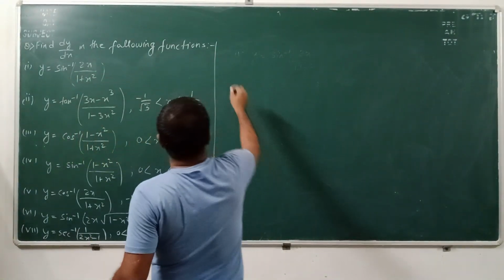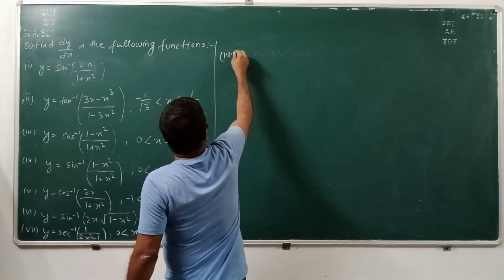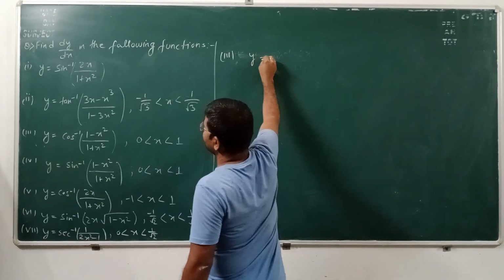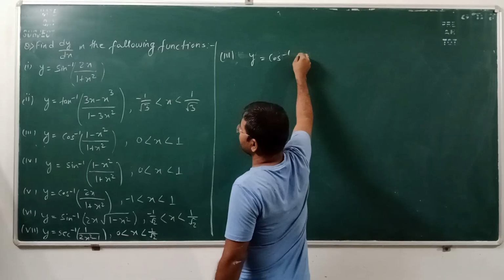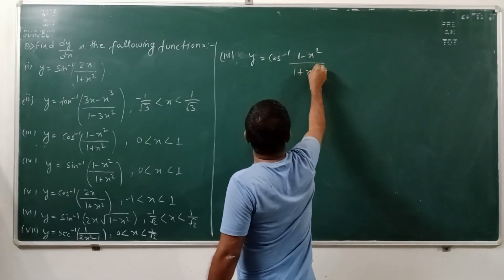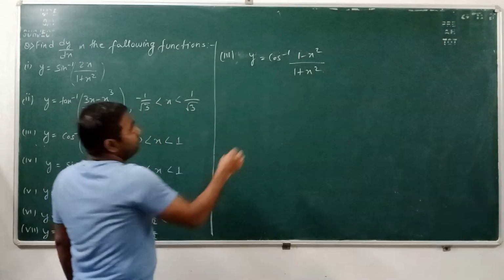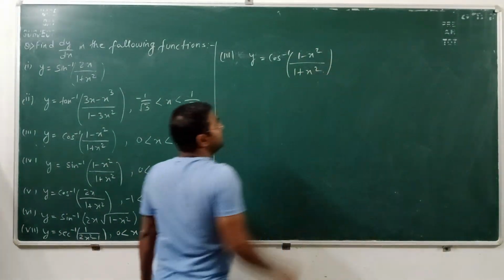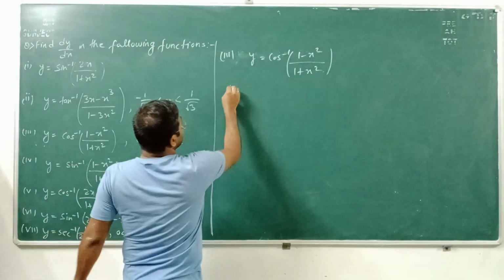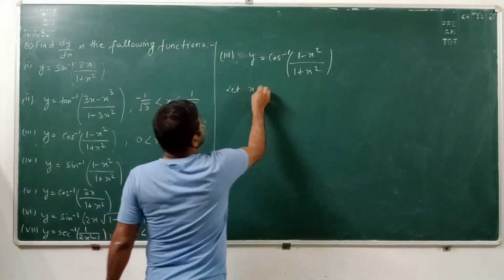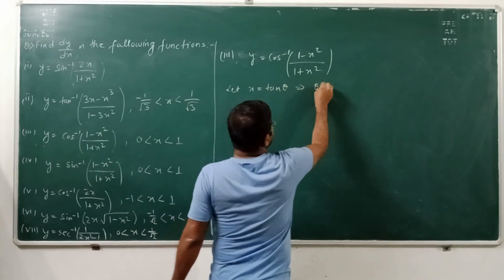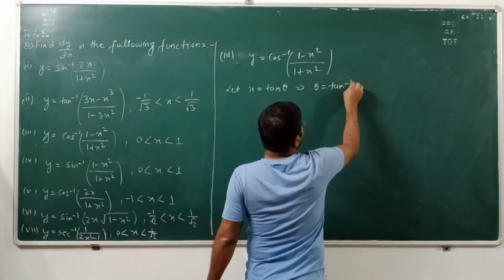Okay, now let us see the third one. Third one is y is equal to cos inverse of (1 minus x square) upon (1 plus x square). Now see, if we put x is equal to again tan theta, it will become the identity of cos 2 theta. So let x is equal to tan theta, then theta will be tan inverse x.